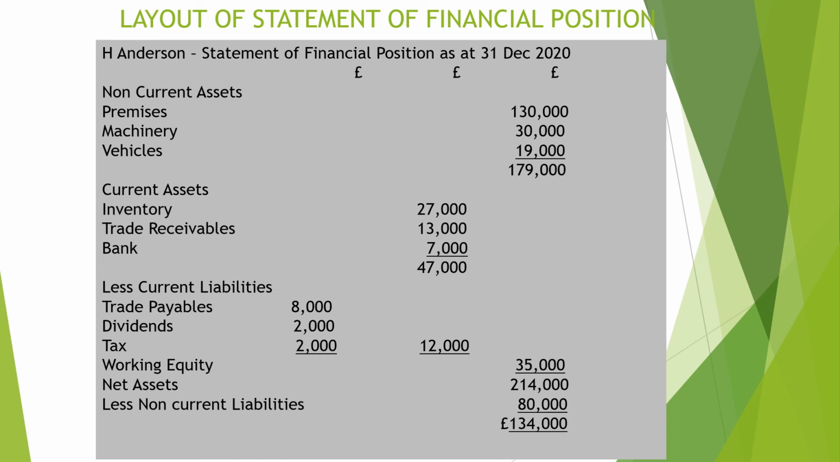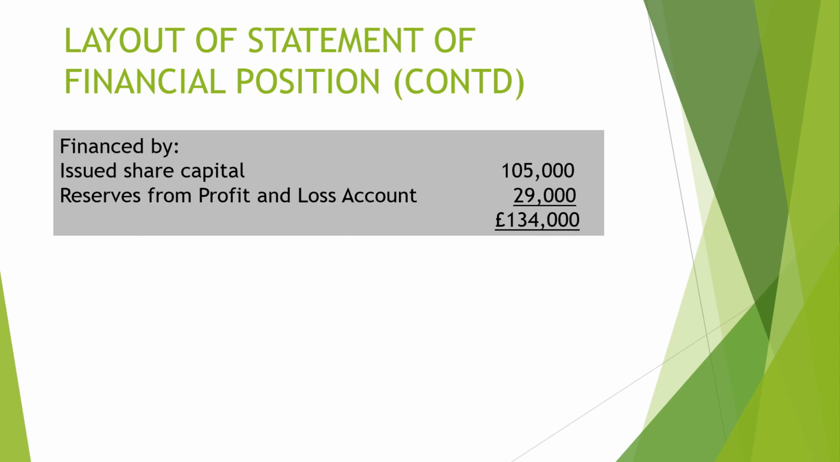The statement of financial position is in two parts. It used to be called a balance sheet. We have our non-current assets, our current assets, our non-current and current liabilities here. And what we have to do is prove where this money came from, and that is in this second section here, which shows us how the business has raised that money. We can see here that they've raised it through issuing shares and the reserves from their profit and loss account, which is really their profit for the year figure. And that is how a statement of financial position is laid out.